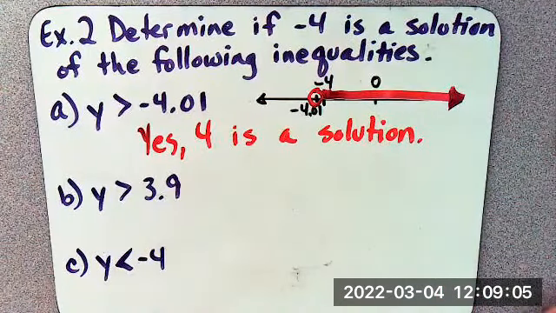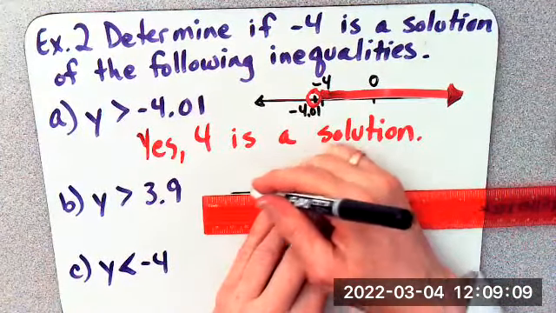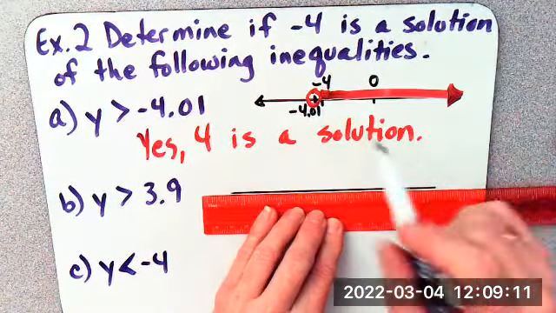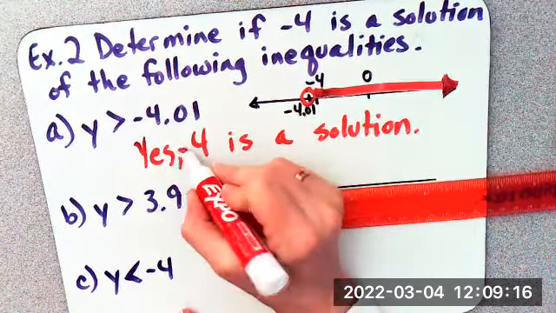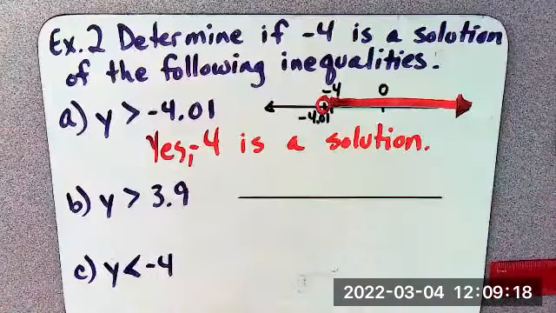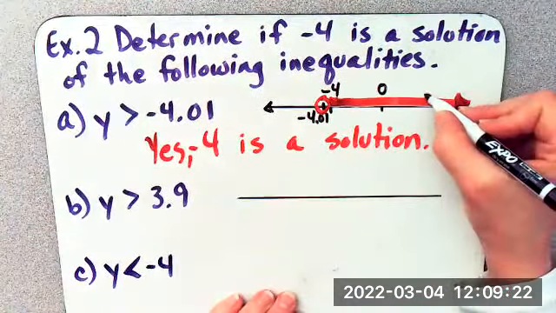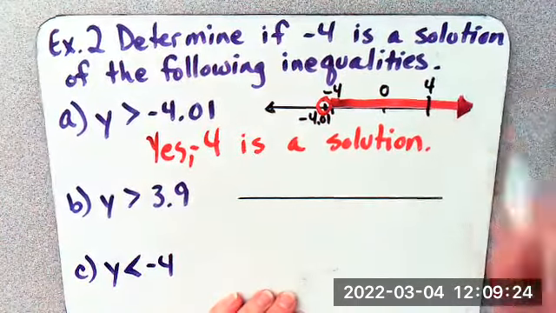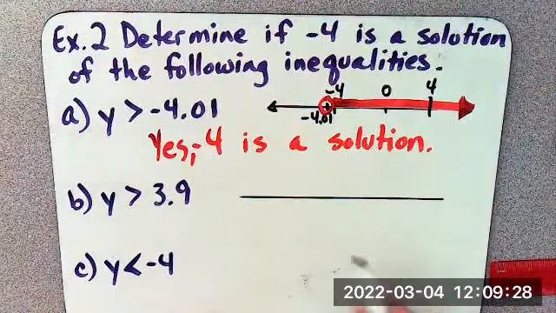All right, let's take a look at this one. Oh, yes, -4, sorry. We're talking about -4. 4 is also a solution, but we were talking about -4. So 4 is way over here. It is also part of the solution, but the question was asking about -4.